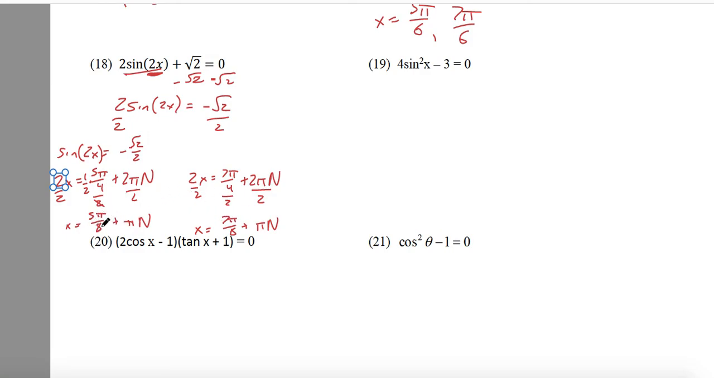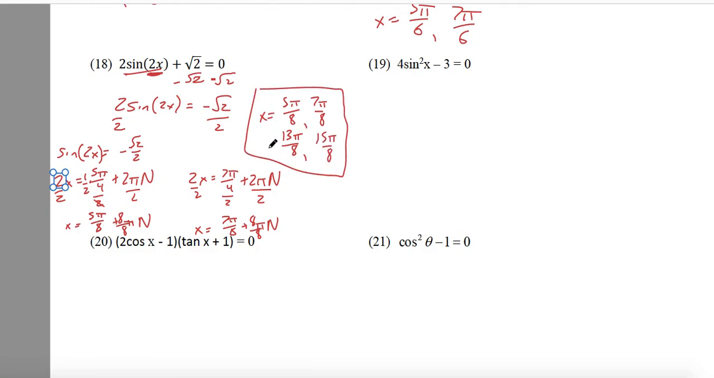Essentially, the first two answers are 5 pi over 8 and 7 pi over 8. So x equals 5 pi over 8 and 7 pi over 8. Then what we have to do is add pi to each one of those. So if we add 1 pi to this, really we're adding 8 pi over 8 since we want a common denominator. So 5 pi over 8 plus 8 pi over 8 would be 13 pi over 8. I do the same thing here. 7 pi over 8 plus 8 pi over 8 gives me 15 pi over 8. And those are all the individual answers between 0 and 2 pi.